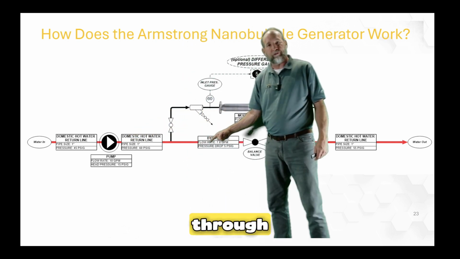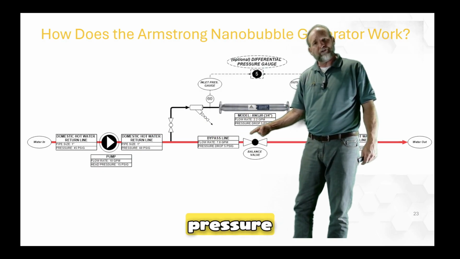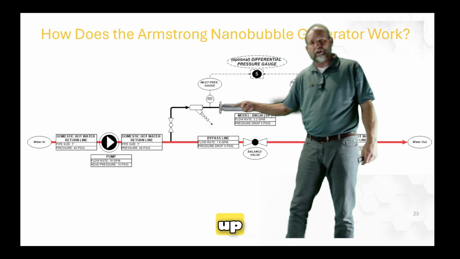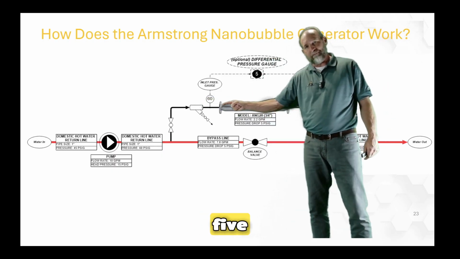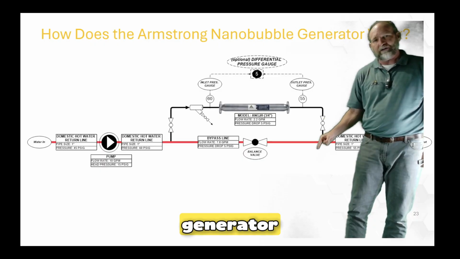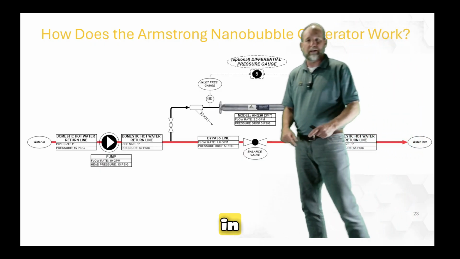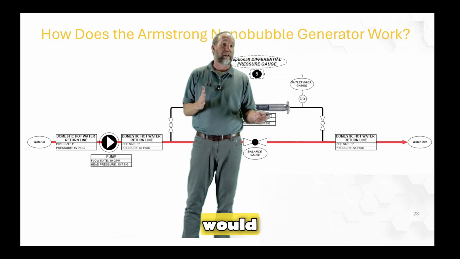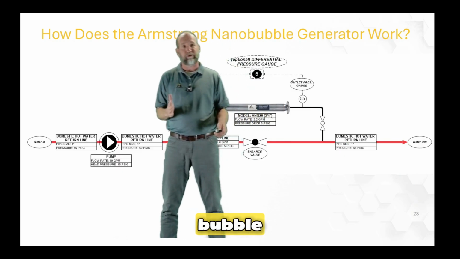That's going to flow water through here. We're going to have a 5 pound pressure drop created by this valve right here, which is going to flow a certain amount of the water up through here. And then we're going to have a 5 pound pressure drop across a nanobubble generator. Then those 2 streams join in and head on down the line. That's the basics of a side stream setup and how we would ask that you always pipe a nanobubble generator.